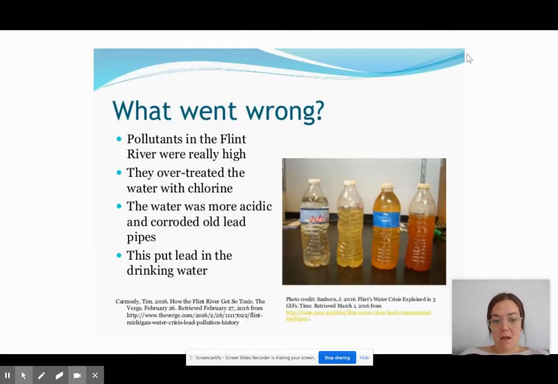All right. And so this overtreated water, this imbalance with the chlorine, led to this water being acidic and corrosive, such that it could eat up those lead pipes. And so there ended up being lead in the drinking water.